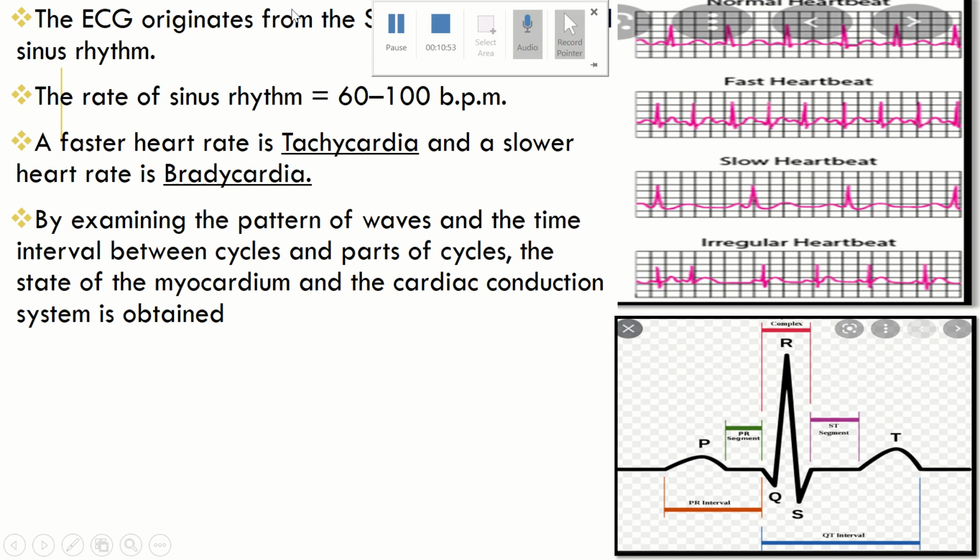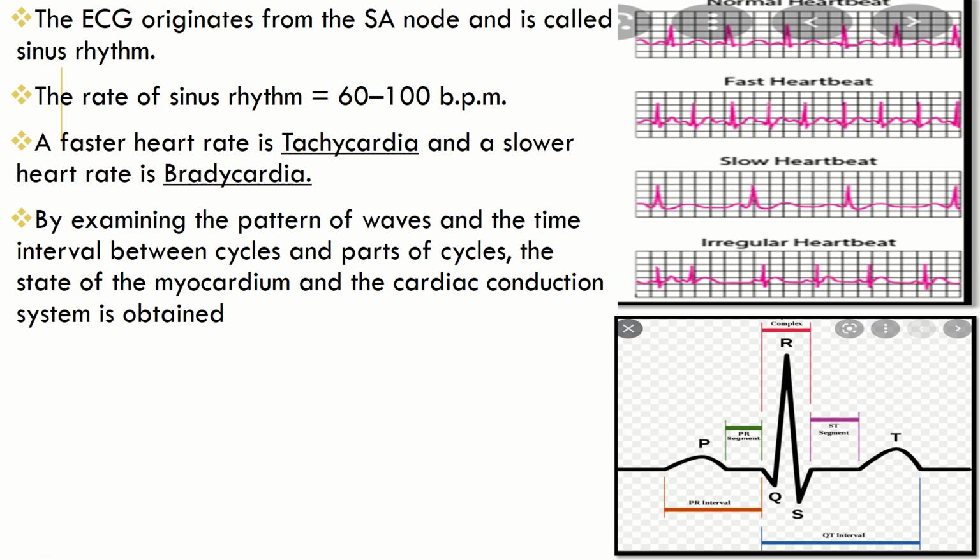So the ECG originates from the SA node and is called the sinus rhythm. If there is a normal heartbeat and the SA node is triggering the heartbeat, that is called the normal sinus rhythm. If they are telling it's a sinus rhythm, it means that it is normal and there are no deviations. The rate of the sinus rhythm is 60 to 100 beats per minute. So that is the normal heartbeat, which can range from 60 to 100 BPM, beats per minute.